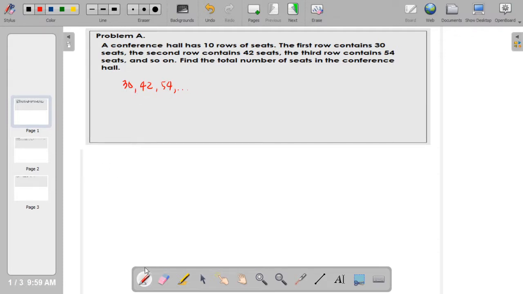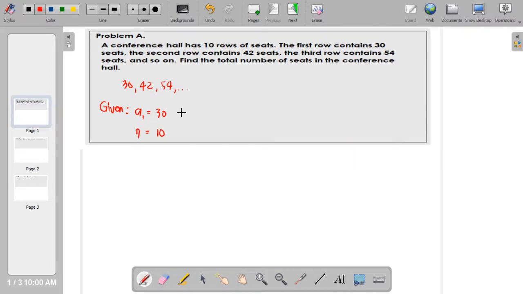So, the first thing that we have to do is to identify the given. Unsa man ang mga given niya? Of course, we have the a sub 1, which is equal to 30. Then, kinahanglanon sad nato si n. Si n is 10, kay 10 rows man. So this should be equal to 10.